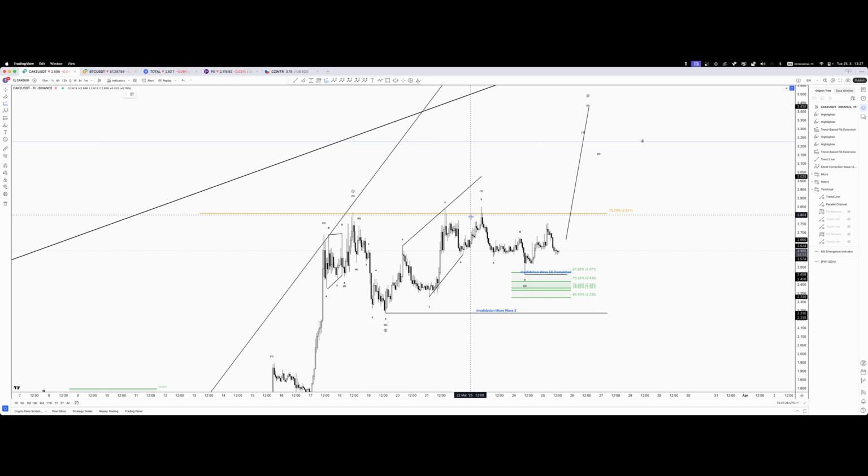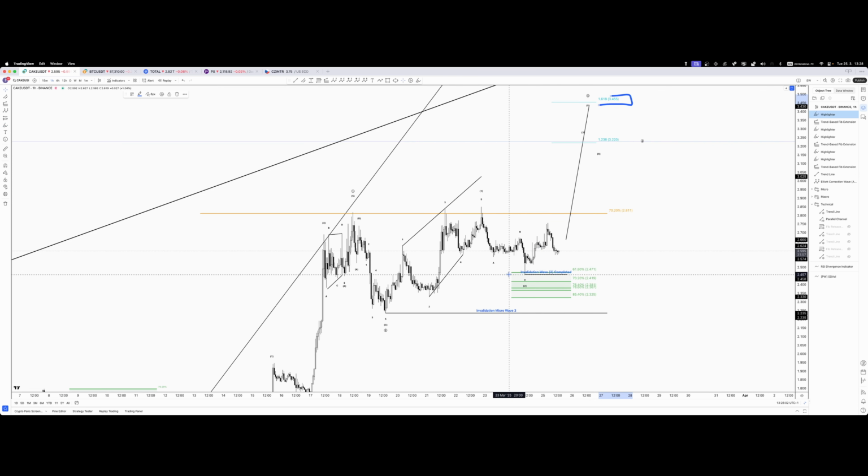Let's look at the minimum expected target of wave 3. If I take the low of wave 2 at the start of wave 1 and the high of wave 1 with the low of wave 2, I look for the 1.618, I get $3.45. Within this current 1-2 setup, the minimum expected target for wave 3 is at $3.45. So the picture is bullish for as long as 2.46 here does not break.